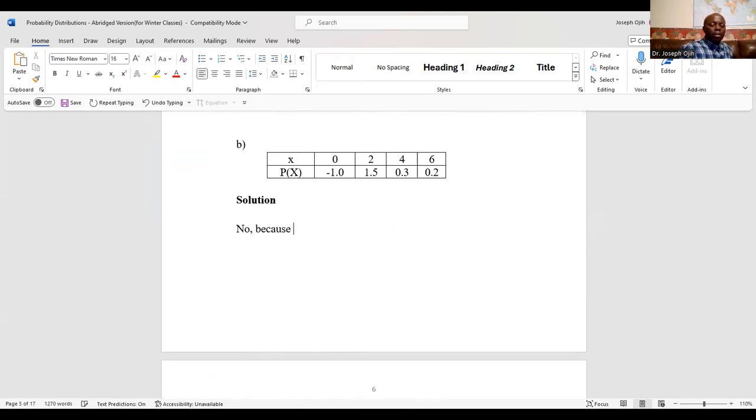because the probability of one of the outcomes has a negative value. The other one has a value that is greater than 1.